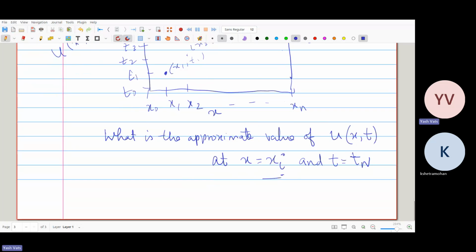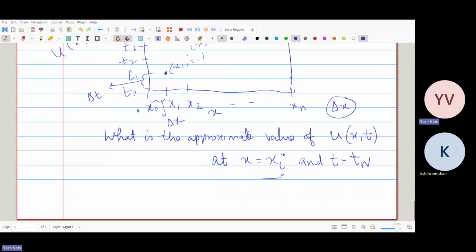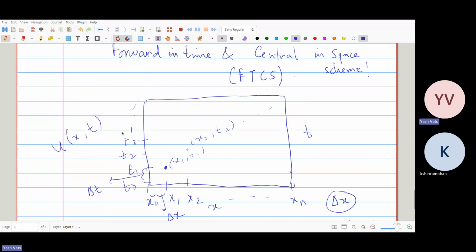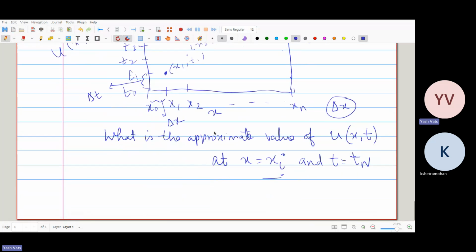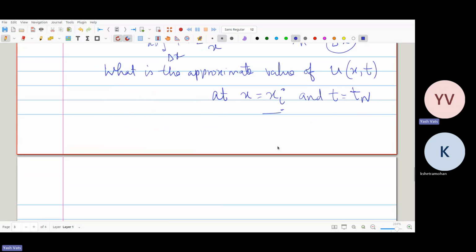So I have different discretizations. The difference in x is delta x, and the other difference is delta t. So we do have a difference between delta x and delta t. These two things are different, and hence the number of points in the x space domain and the number of points in the time domain are different, depending on delta t and delta x. Right. So how do we find the approximation?